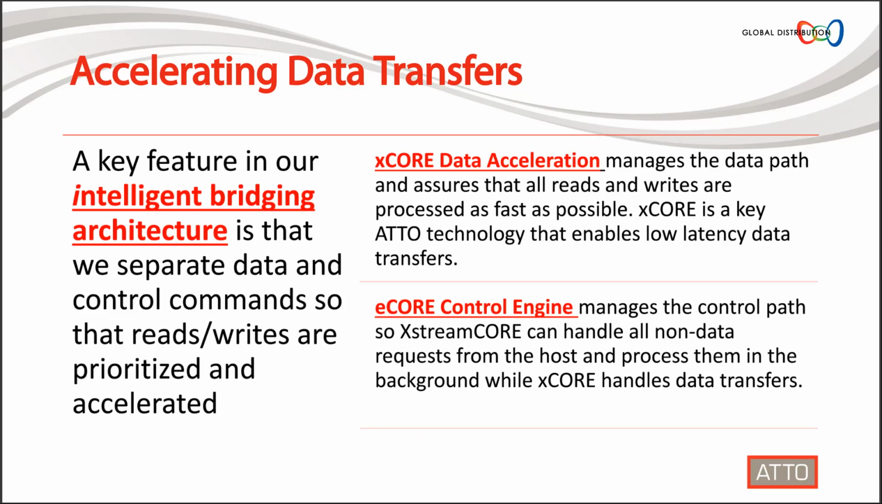How we accelerate these data transfers. The XstreamCORE has two base cores inside of it. We have the XCore, which is the data acceleration engine, and we have the ECore, which is the control engine. So the XCore handles all of your data reads and writes, and it processes them as fast as possible. We are able to achieve sub 2 microseconds latency, which is almost non-distinguishable from no latency whatsoever. Additionally, the ECore handles all of your non-data requests, which is what frees up the XCore to be so fast.